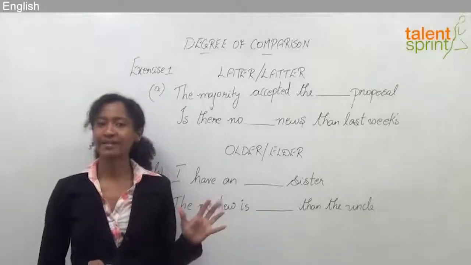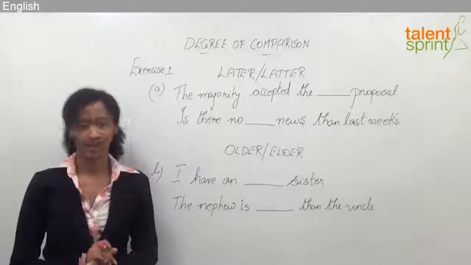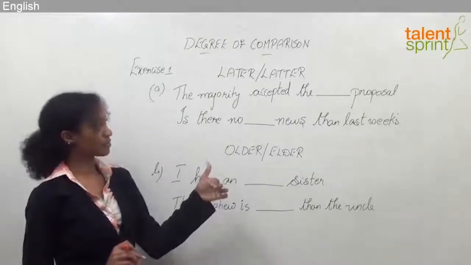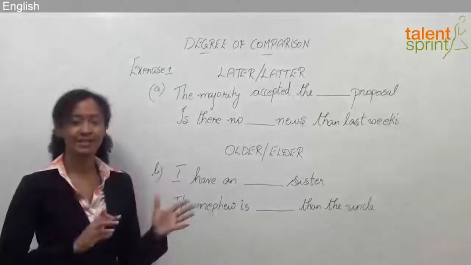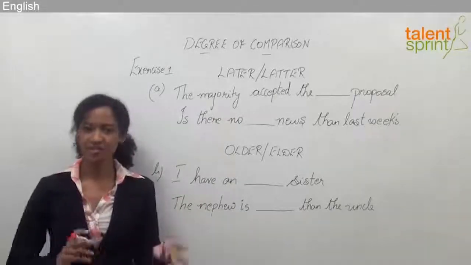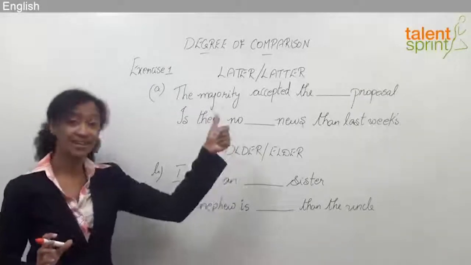So let's go ahead and pick the right choices in this exercise according to the concept. The majority accepted the dash proposal. The options we have are later and latter. Is it the first or the second proposal? In terms of that, the majority accepted the latter.